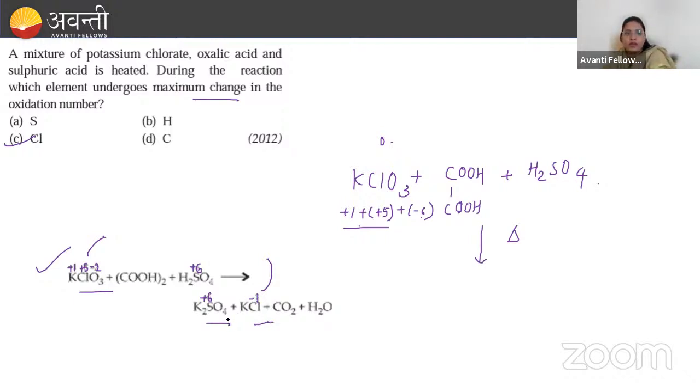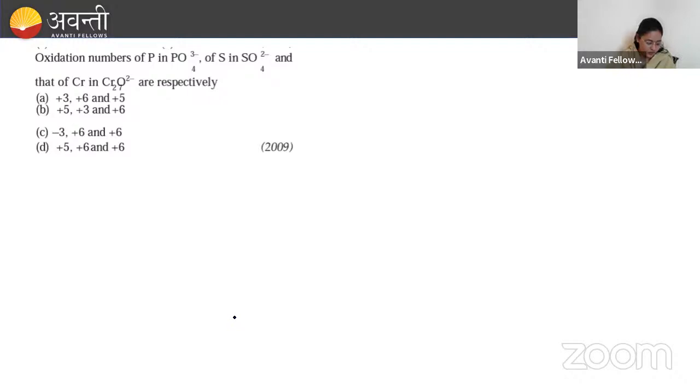Okay. Oxidation number of phosphorus in PO4 3-, sulfur in SO4 2-, and chromium in Cr2O7 2- is. Yeah, can you tell me the answer? Very simple. See, oxidation number calculation questions are mostly asked on the redox reaction chapter. ठीक है, क्या होगा phosphorus का oxidation number PO4 3- में?